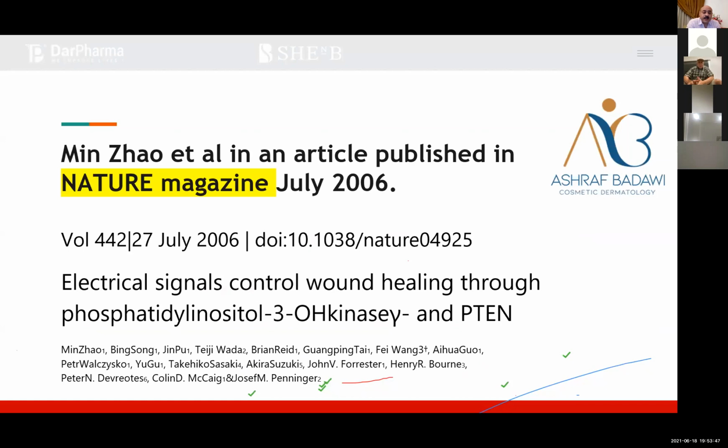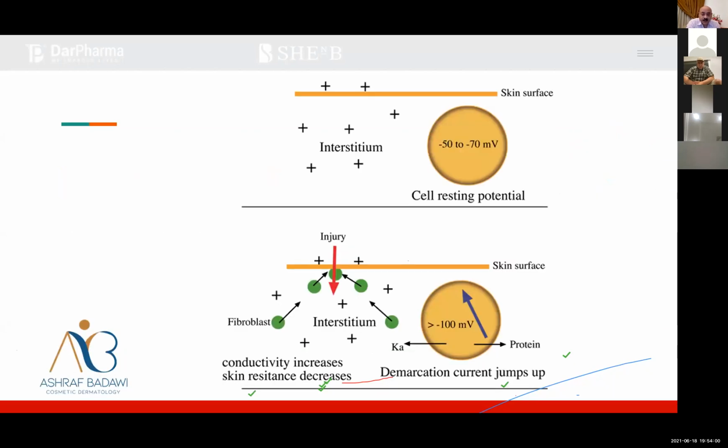Now, in 2006, there was a very interesting article published in Nature magazine, one of the very important journals. And this was talking about electrical signal control, the healing of the skin. And the principle of this article, or the conclusion, what they found, is that inside our cells, there is a negative electrical potential of minus 50 to minus 70 millivolts. And this is in the resting potential. Without any trauma to the skin, this is the case. Inside our skin, there is a negative electrical potential ranging between minus 50 to minus 70 millivolts.